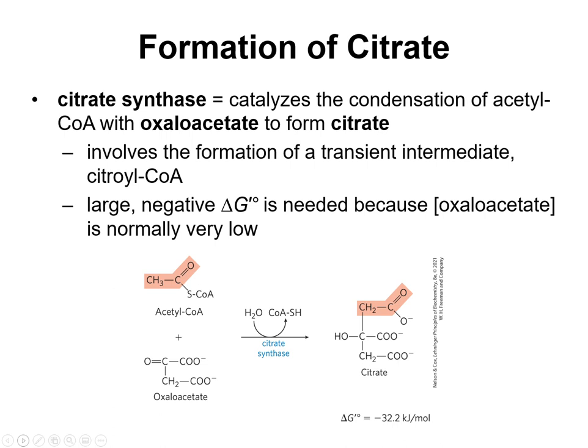There's a really large negative delta G, and we need that for this because the concentration of oxaloacetate is normally pretty low. And the reason you can get away with that in this cycle is that oxaloacetate is pretty much immediately swept away. So it's used up pretty much right when it's made. So that kind of drives this reaction forward too.